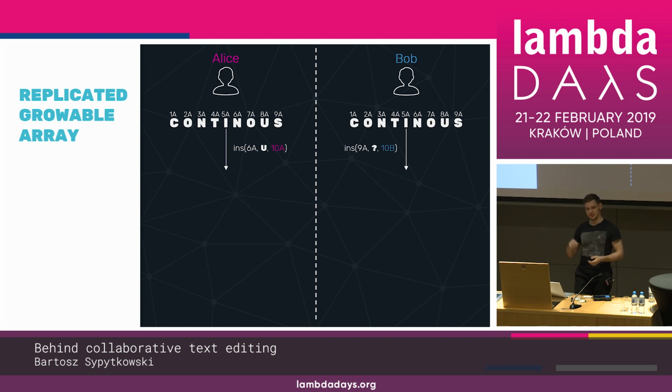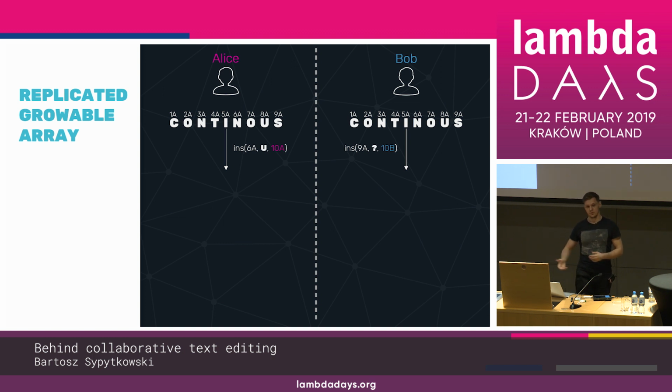So Alice wants to add her U letter on the right side of the 6a position, and this U character will have its own identifier, which is called 10a. Why 10a? Because the highest sequence number that we have in this document so far is 9a. So we add +1, and we end up with 10a.